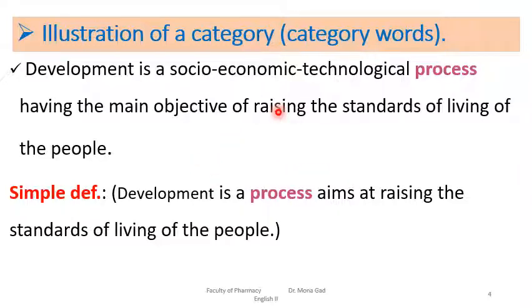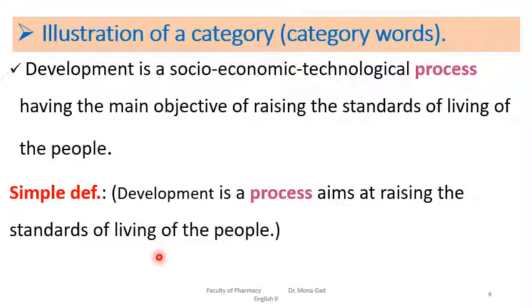To understand it, let's make it simple again in order to see what are the additions. هنعمله simple، أنا حولته هنا لـ simple definition علشان نرجع نشوف إيه الإضافات اللي وضعت على simple definition حولته لـ complex definition. Simple definition الأساسي كان هيبقى: development is a process, word, category, aims at raising the standards of the living of people. Application, word, category, application.